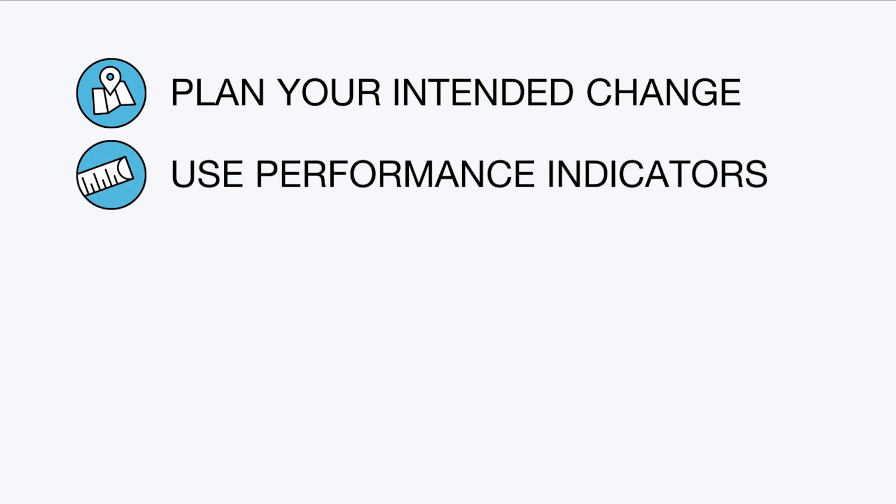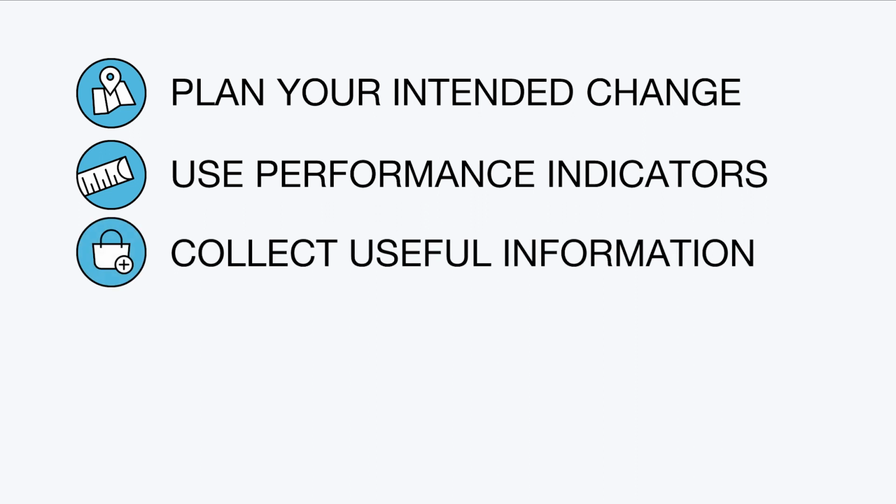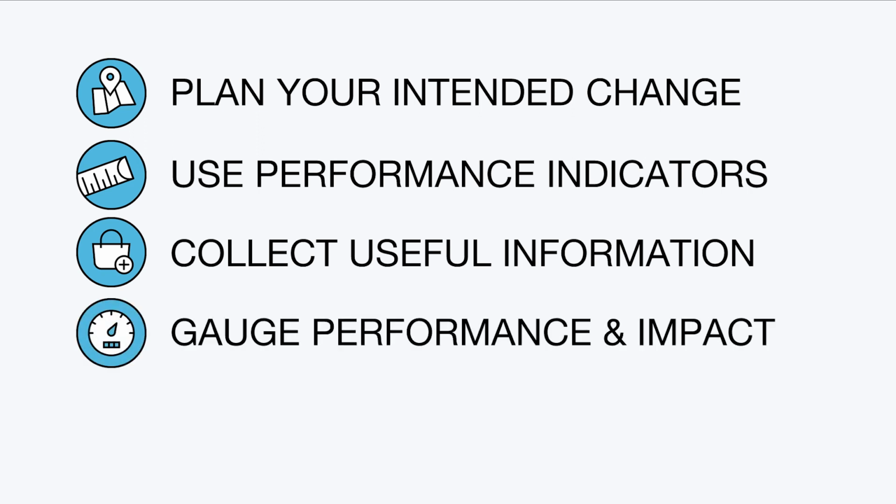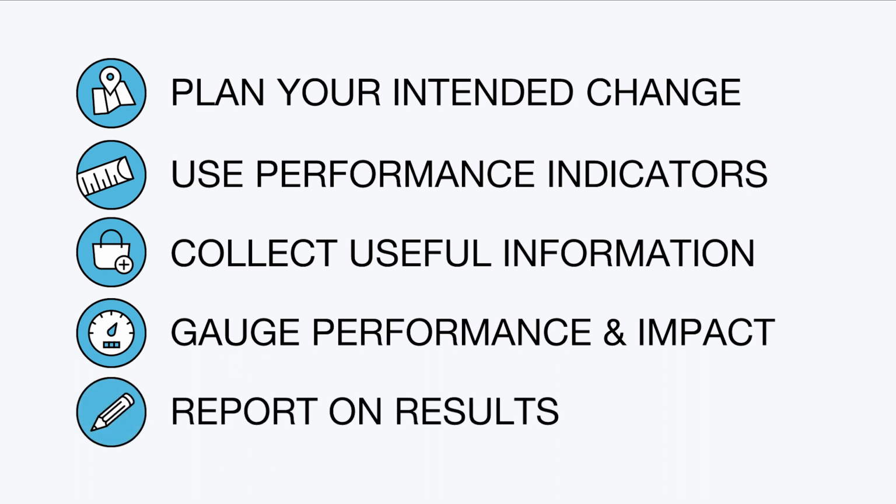Plan your intended change. Develop a simple plan that sets out how and why your work will bring about change. Use performance indicators. Use appropriate performance indicators to assess how well your work is carried out and what effects it has. Collect useful information. Collect relevant and useful information that will help to improve your work and demonstrate that you're making progress. Gauge performance and impact. Assemble and analyze data to gain new insights about what works and how well you are doing. Report on results. Report on your results clearly to produce a balanced account of your work and the difference it makes.